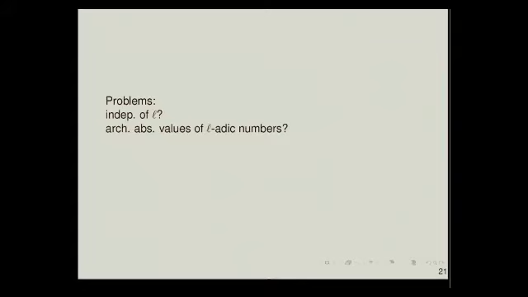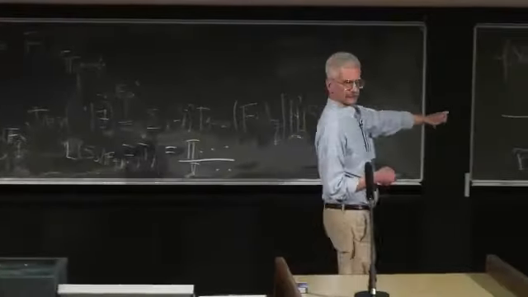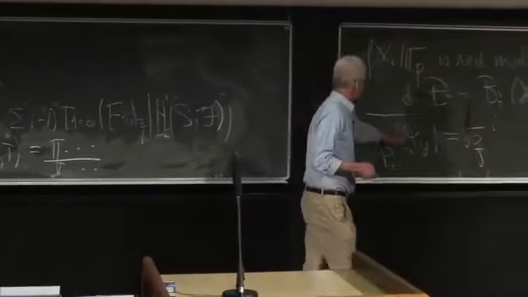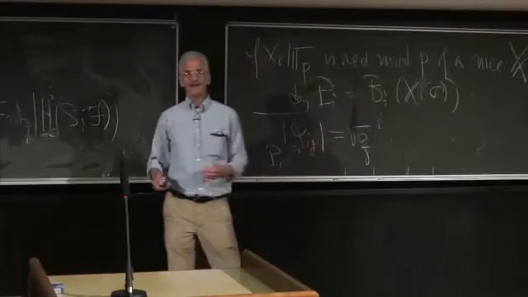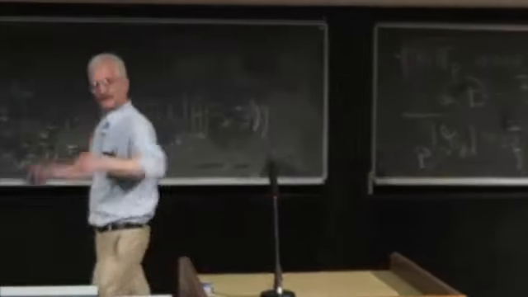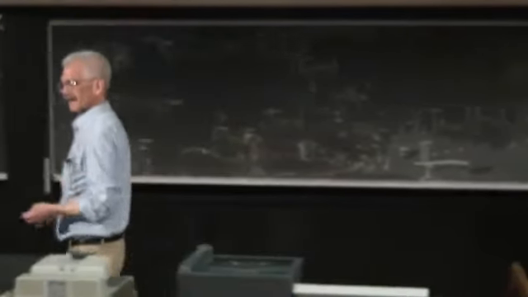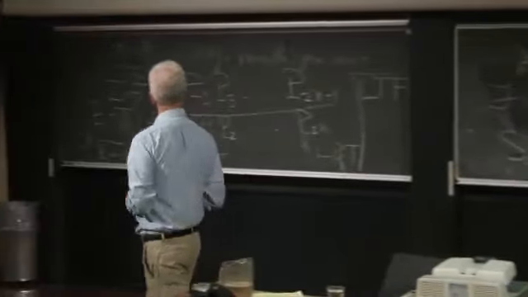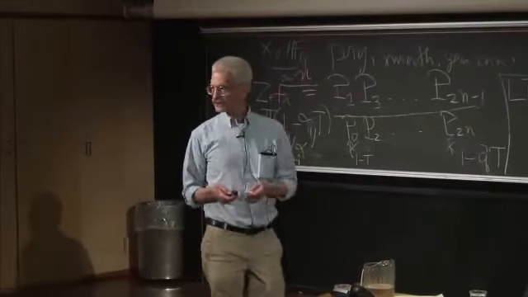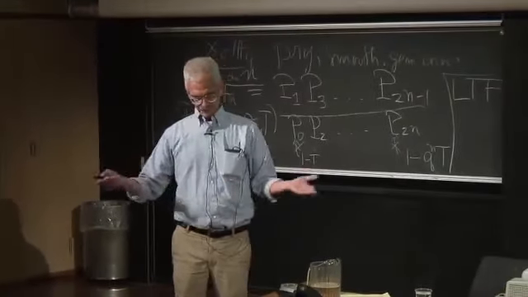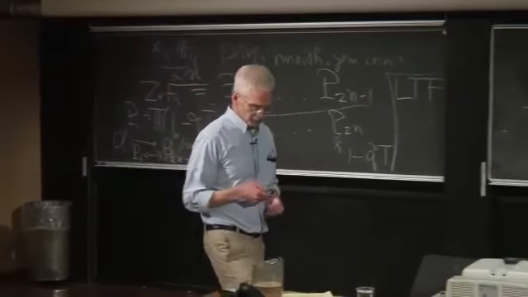Another problem: I'm supposed to prove something about the absolute values of these reciprocal roots. So these are roots of some l-adic polynomial. They live in Q_l bar. What sense can it make to talk about their complex absolute values? This seems pretty serious, and you know, what could you possibly do?